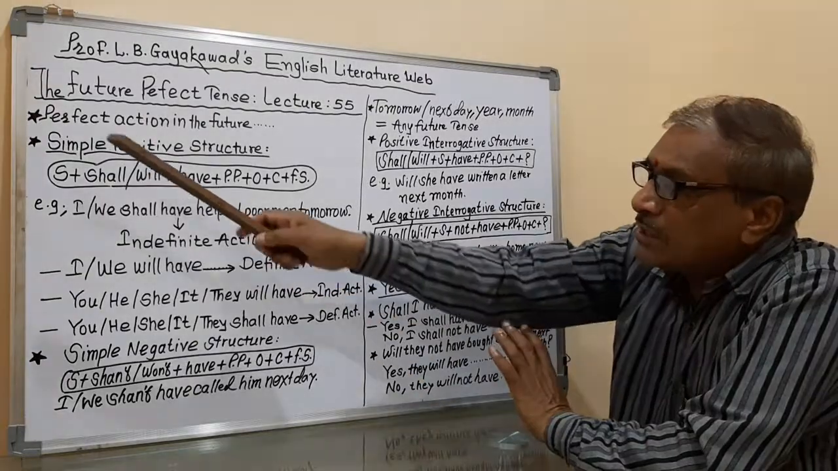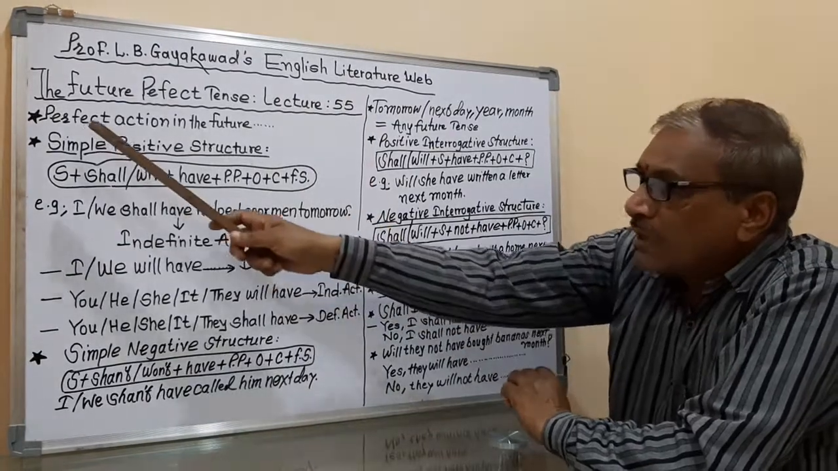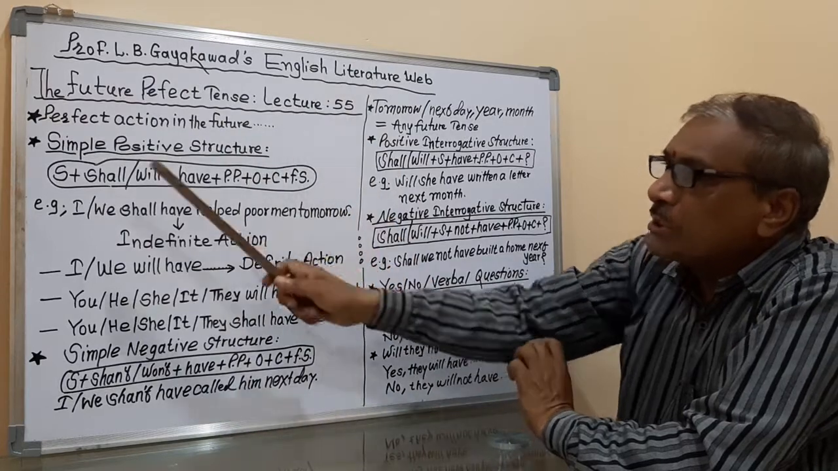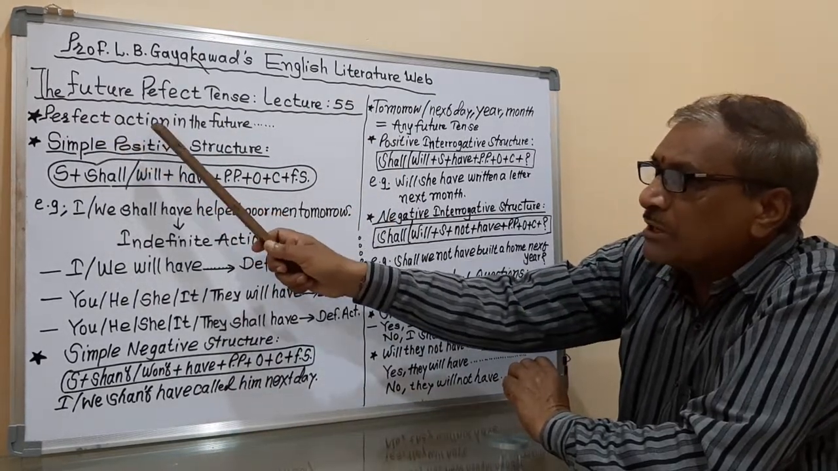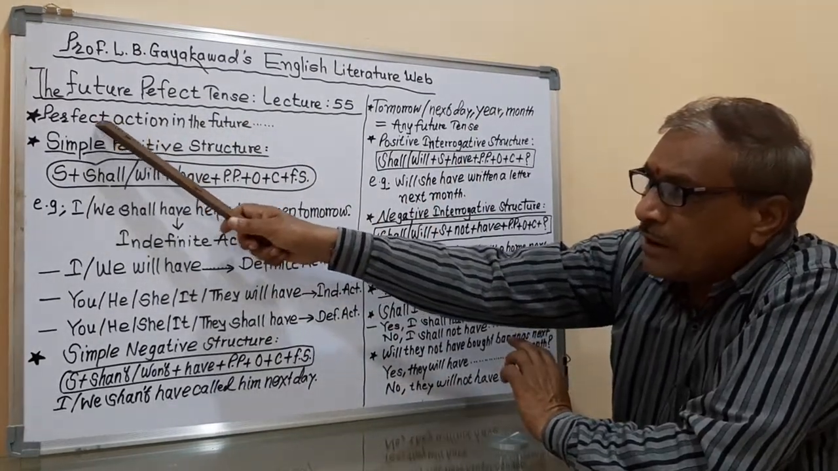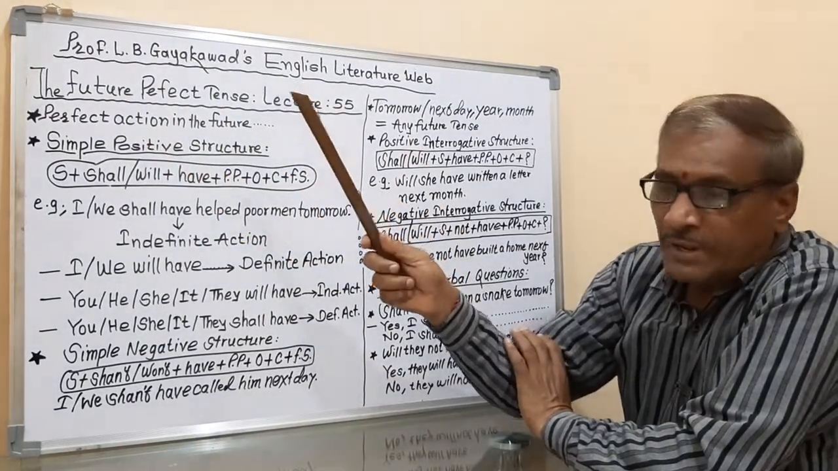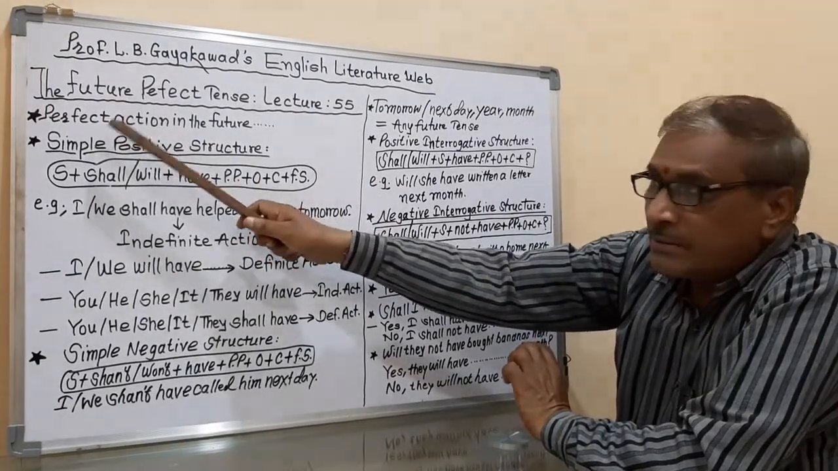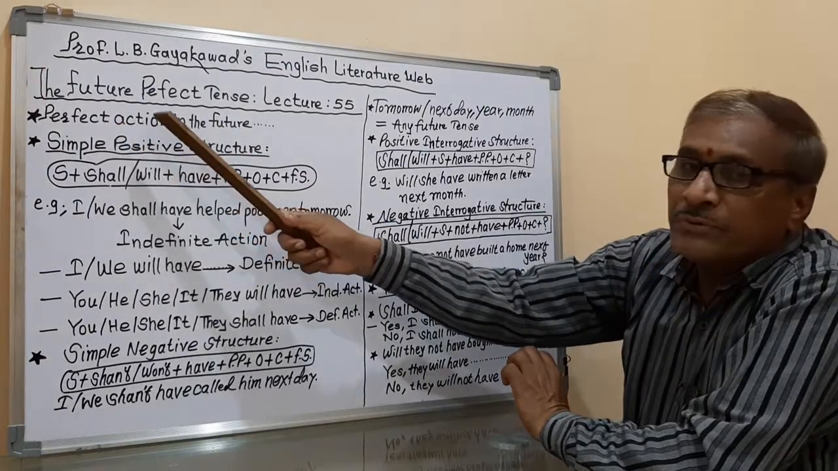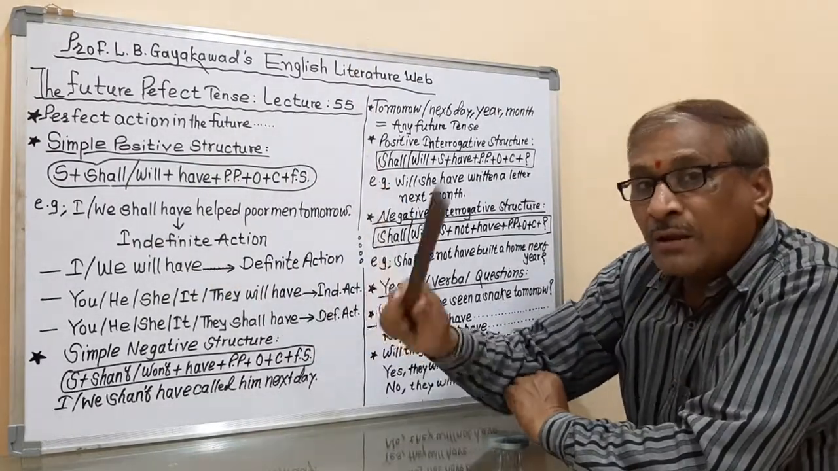Today we are discussing the future perfect tense, lecture 55. The future perfect tense is used to show the perfect action in the future. It means that here the subject completes the action in the future. Complete action means the action has been completed by the subject in the future. It means that the action doesn't remain incomplete.